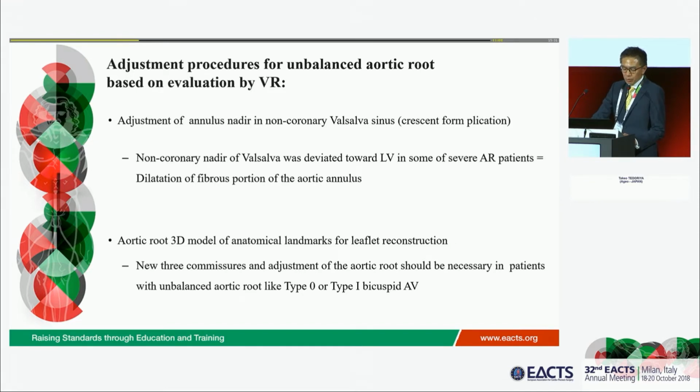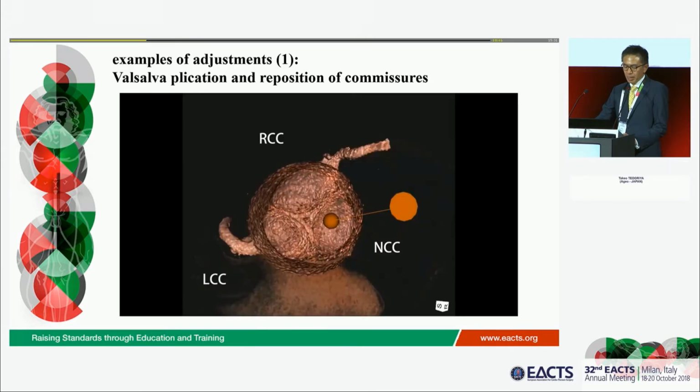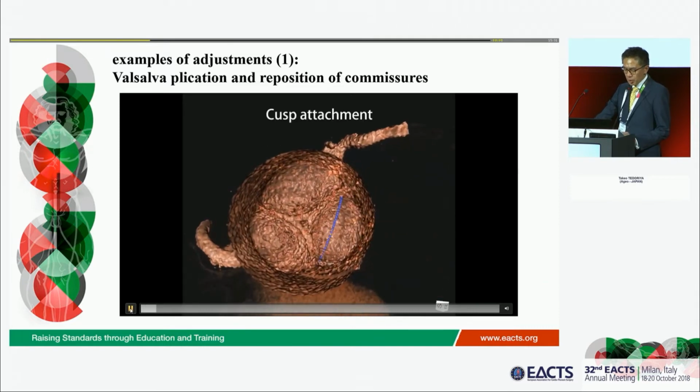And also for limited patients, the new 3 commissures and adjustment of the aortic root should be necessary in patients like type 0 or type 1 bicuspid aortic valves. So I bring an example for the application of Valsalva.